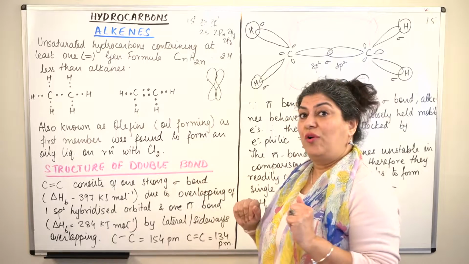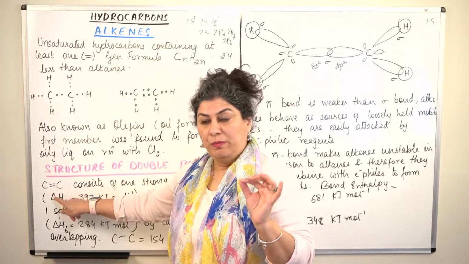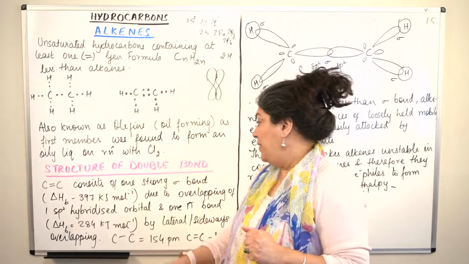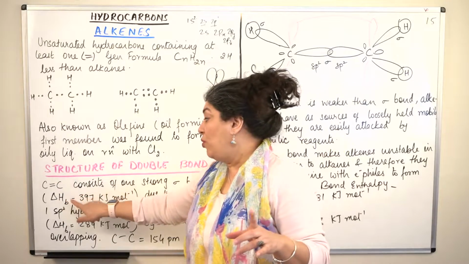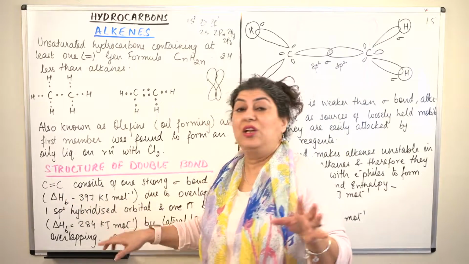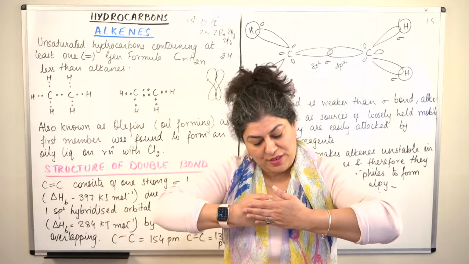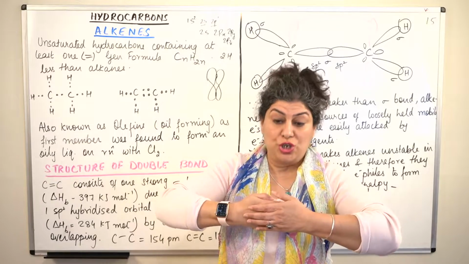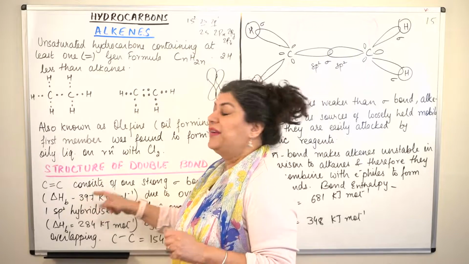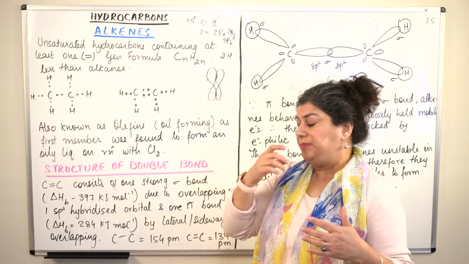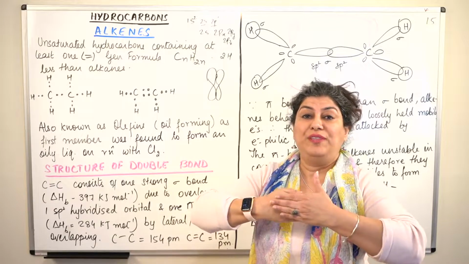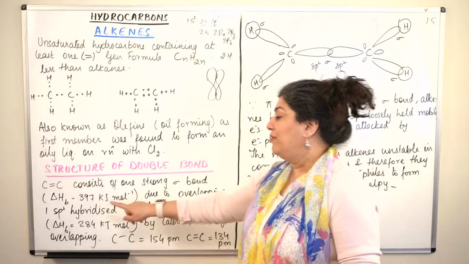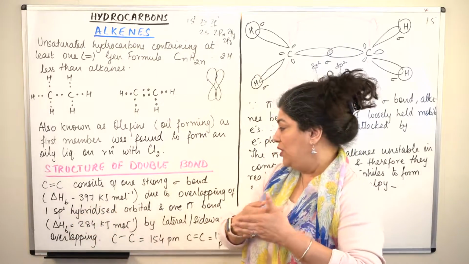So what is the structure of the double bond? The carbon-carbon double bond consists of one strong sigma bond. It is strong because there is a head-on overlap. This sigma bond has a bond enthalpy of 397 kilojoules per mole. Enthalpy here means the bond energy or bond dissociation energy. If you have to break this bond, you will need 397 kilojoules of energy to break 1 mole of these first sigma bonds between the two carbon atoms, formed by the overlapping of one of the sp2 hybridized orbitals between the two carbon atoms.